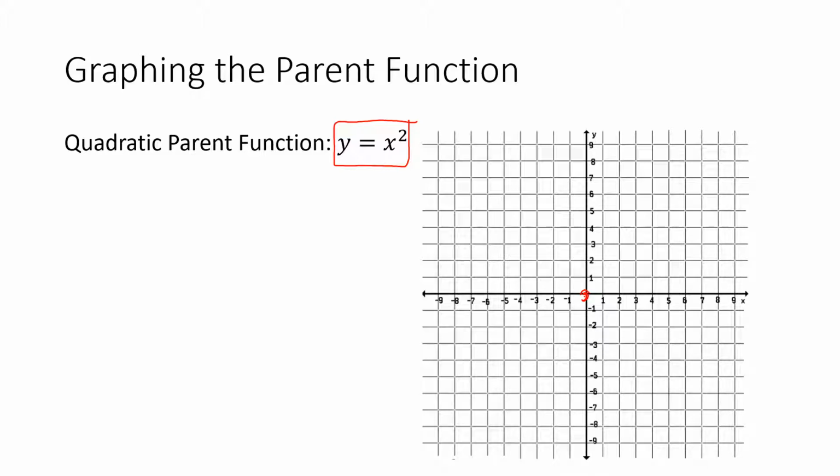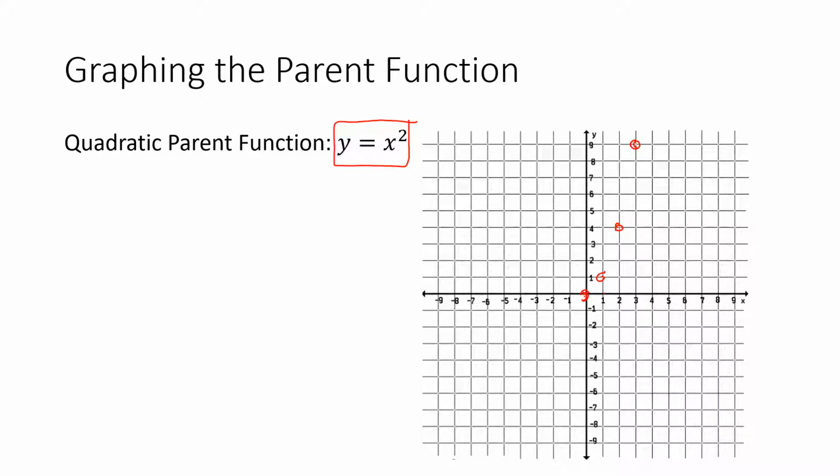Next, let's plug in the number 1. 1 squared, 1 times 1 is 1. So I'm going to go over 1, up 1. It's my second point. Next, let's plug in a 2. 2 squared, 2 times 2 is 4. So I'm going to go over 2, up 4. That's my third point. Now let's try 3. 3 squared, 3 times 3 is 9. So I'm going to go over 3, up 9.